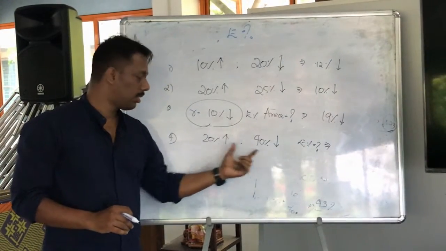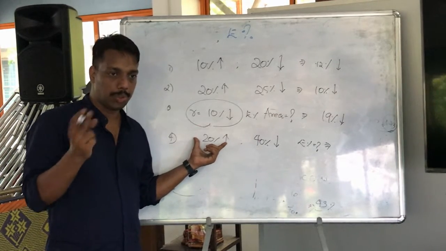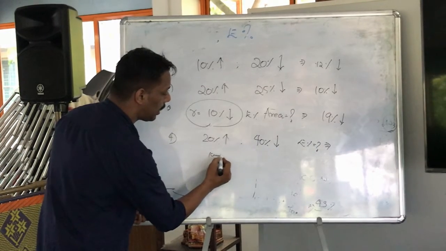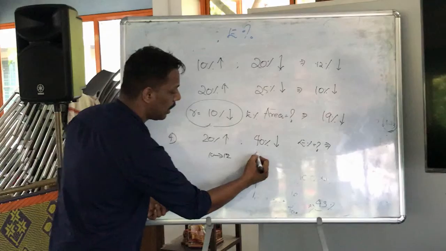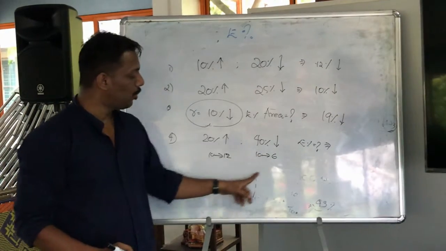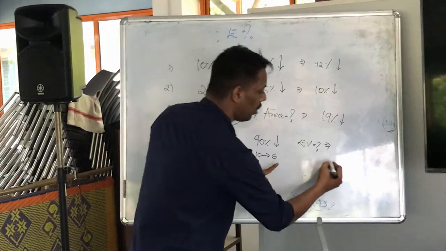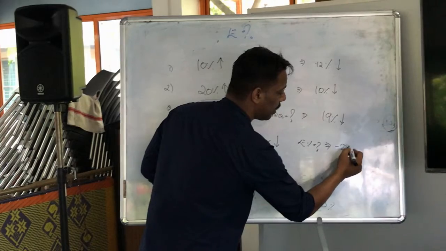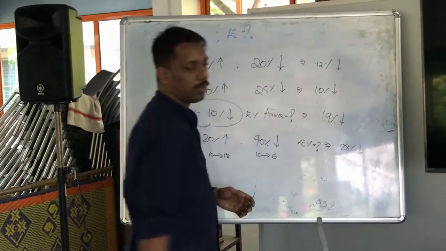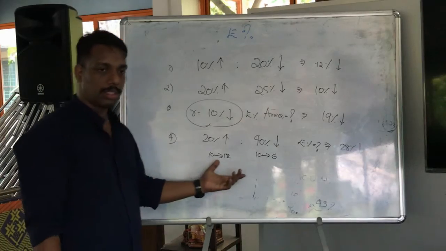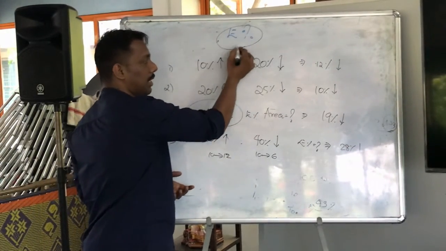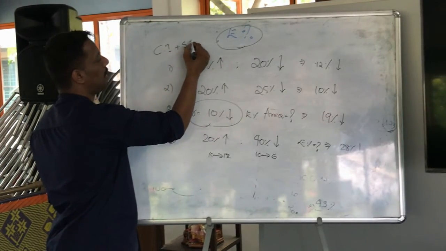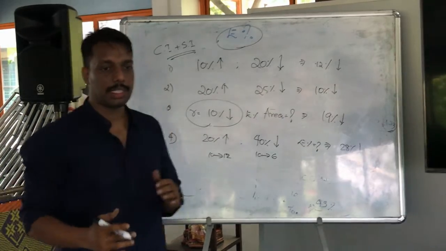20% and 40%. 20% increases means 10 to 12, and 40% reduction means 10 to 6. 6 into 12, 72. Which means 100 becomes 72. That's 28, right? 28% reduces. Got it? Actually, this is the effective percentage. We apply the same principle in compound interest and simple interest, which we will take in the next case.